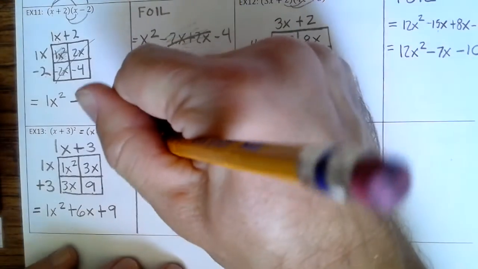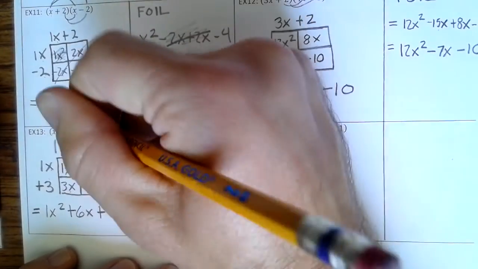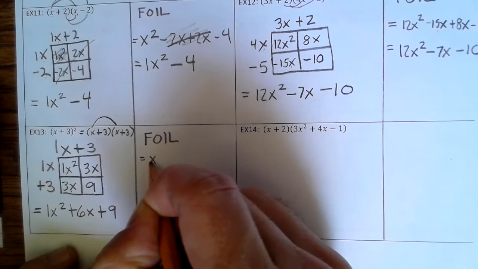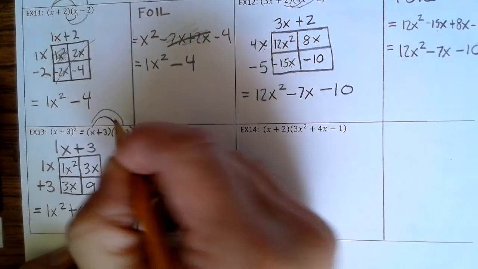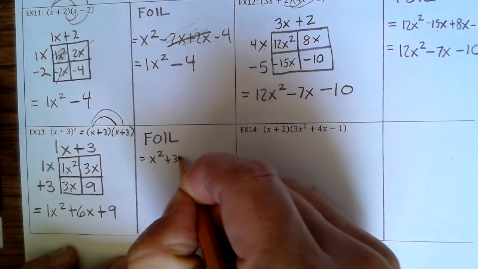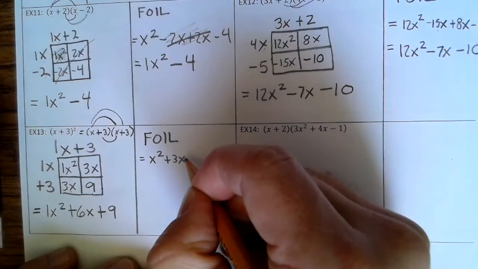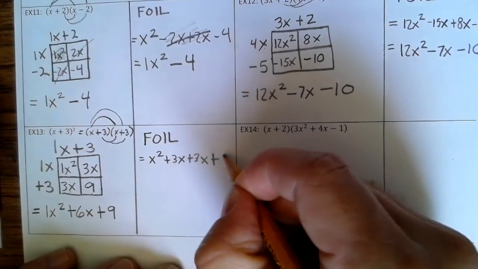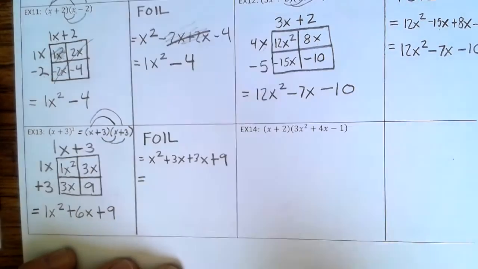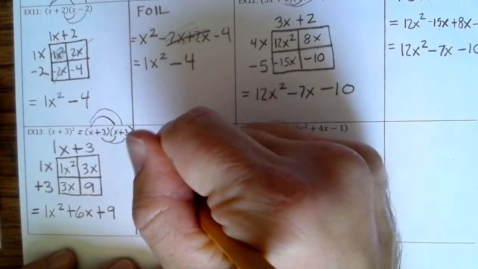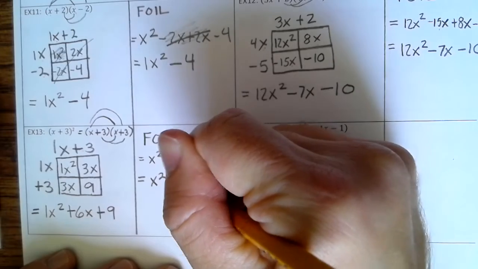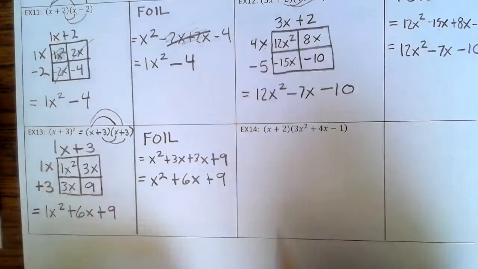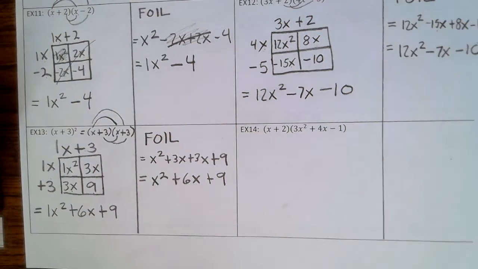Okay, now let's FOIL. So x times x is x squared. x times 3 is plus 3x. 3 times x is plus 3x. 3 times 3 is plus 9. So that's x squared plus 6x plus 9. Okay, let's finish up with example 14.